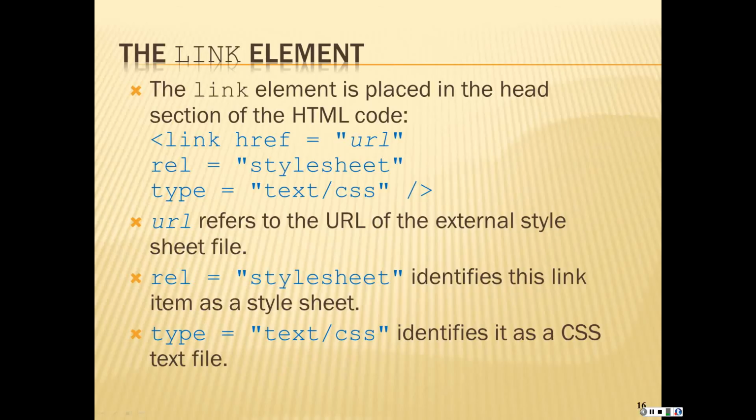Unless you have a folder for style sheets because you have multiples, and then the path would be whatever you call it, stylesheets/style.css or whatever you want to call it. We say the relationship is stylesheet, and we say the type equals text/css.